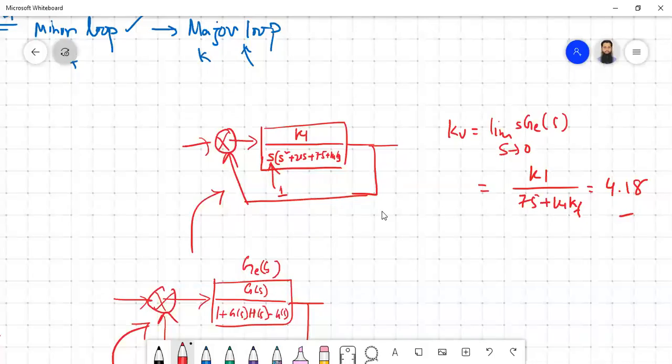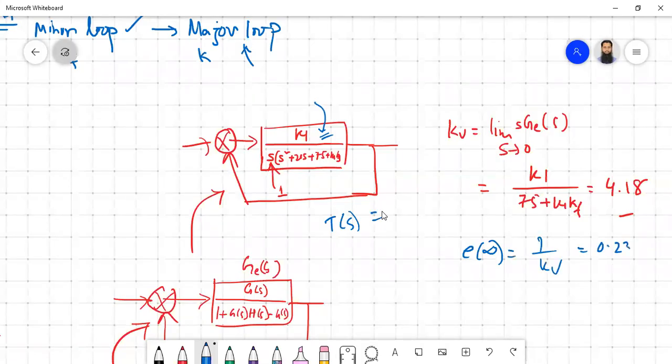Okay, so whether you have noticed one thing or not, we always say that the zero of the feedback will not go to the total transfer function. So this is evident from here. If you just figure out what is TS, you're going to see that the zero is not going to come here. So finally, steady state error is 1 by KV. So you're going to get 0.239, something like this.